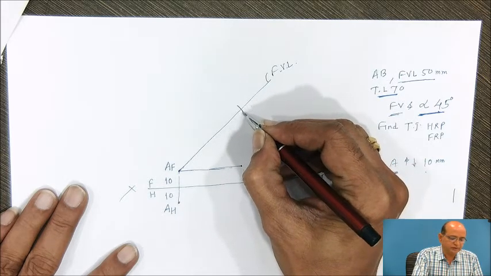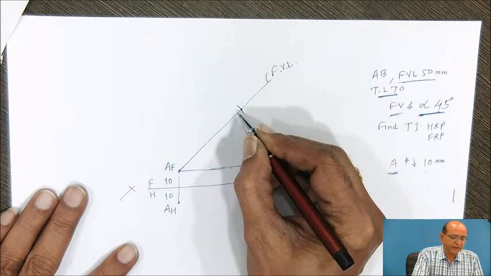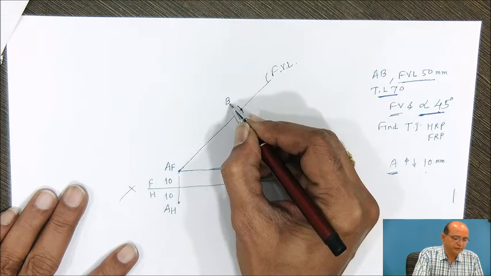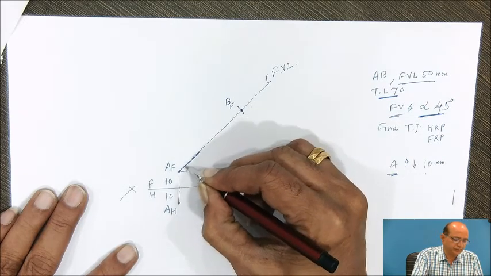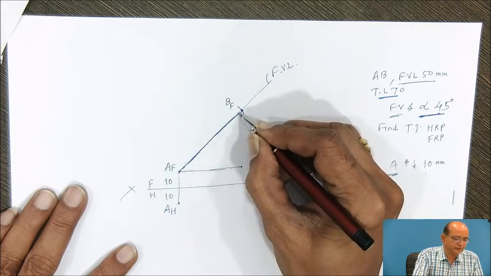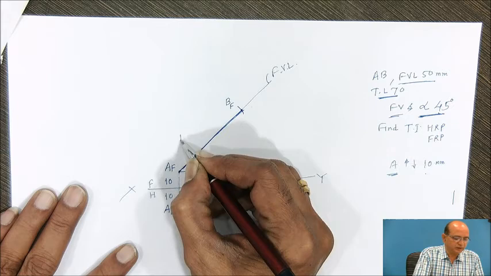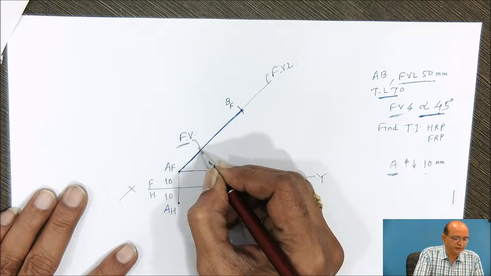This is the point obtained as BF, so the front view is obtained. This dark line indicates the front view length, and that is the front view of the line.